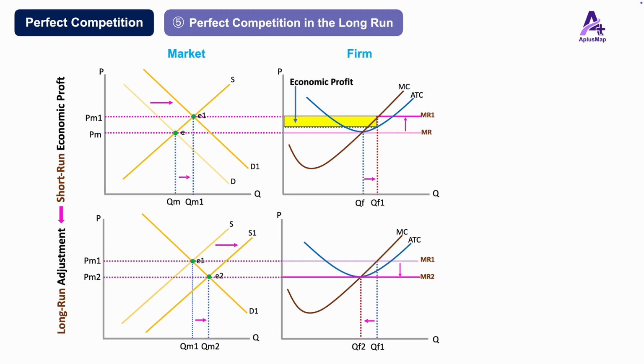Exactly. At that point, price equals ATC at its minimum. Economic profit is zero, and there's no more incentive for new firms to enter. The market reaches its long-run equilibrium.